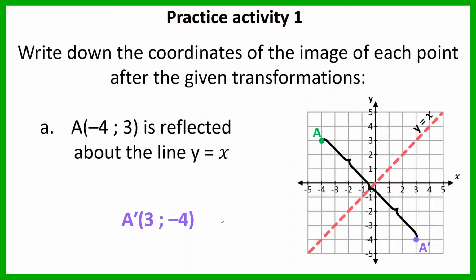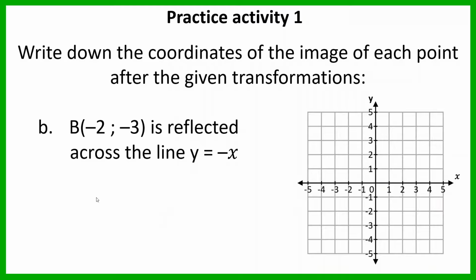Right, let's go on to question B. In question B, you have point B with the coordinates -2, -3, and this time you're reflecting across the line y equals -x. I'll give you 30 seconds for this one as well.